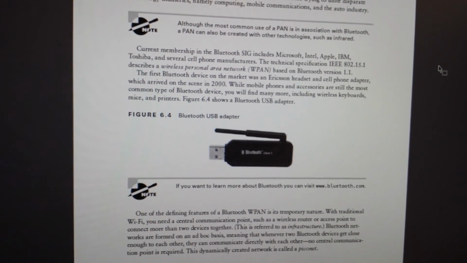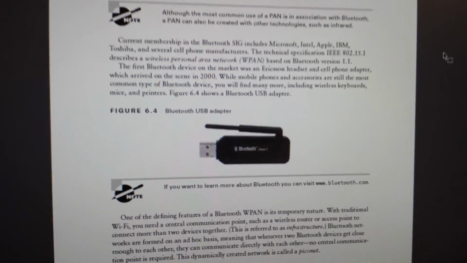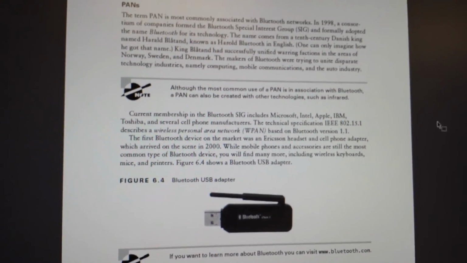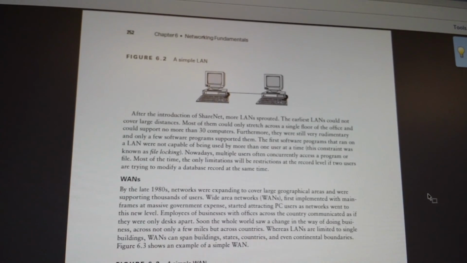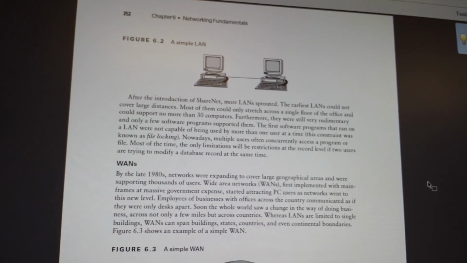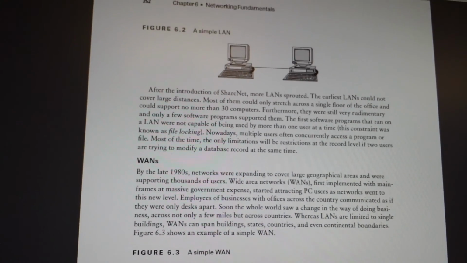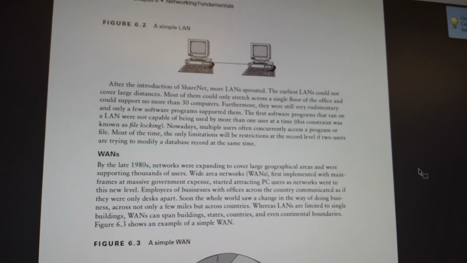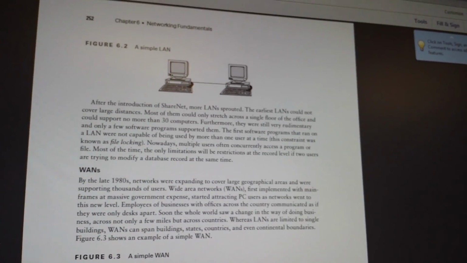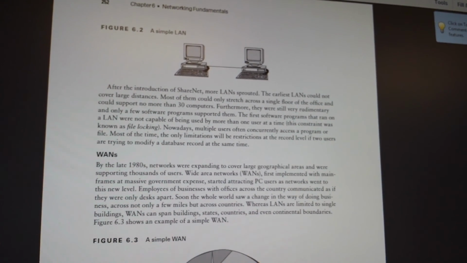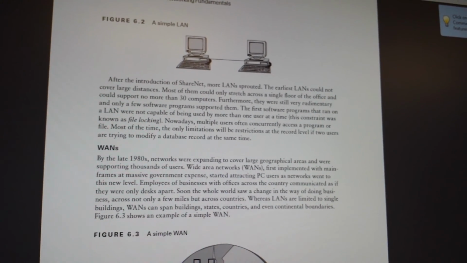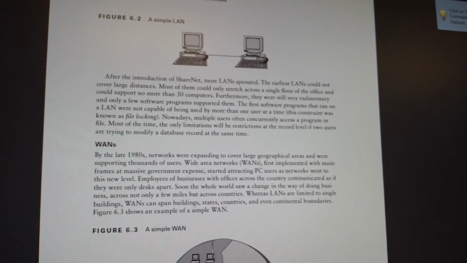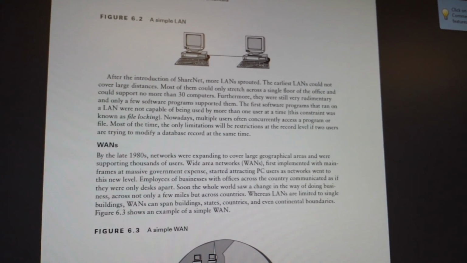Wide area networks. Now, when I'm talking about wide area networks, I'm on page 252. Look at the next to the last sentence under wide area networks, where it says, whereas LANs are limited to single buildings, WANs can span buildings, states, countries, and even continental boundaries. Yes, you can communicate with people you know all over the world just by using the internet.